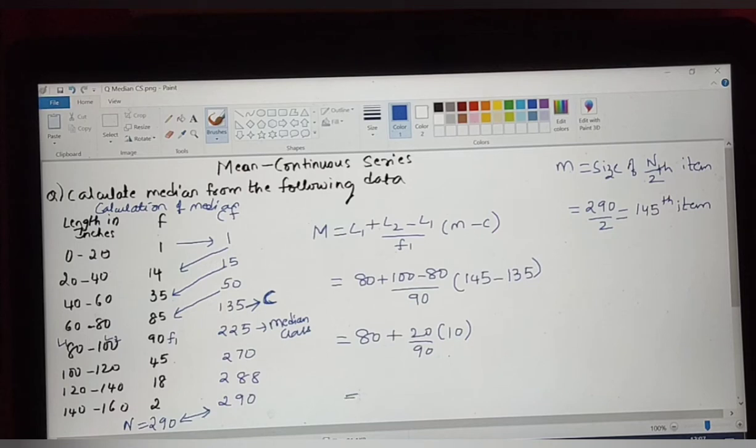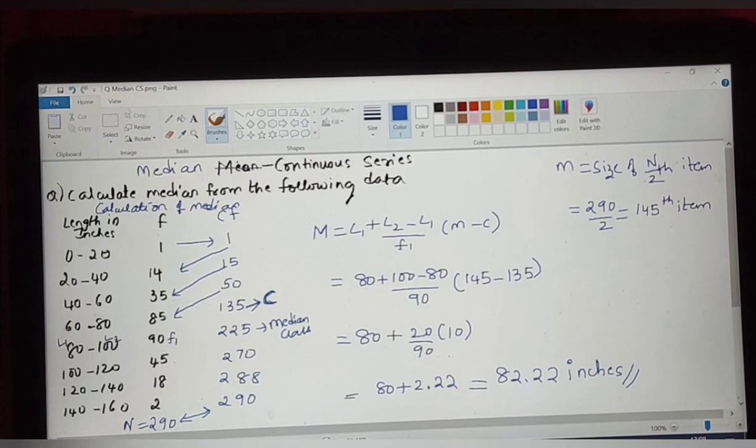It becomes 80 plus 2.22. This gives you an answer of 82.22, and since the class interval is given in inches, mention it as inches. This is how you calculate the problem when median continuous series is given to you. I made a small mistake here: this isn't mean, this is median. So this is median continuous series.